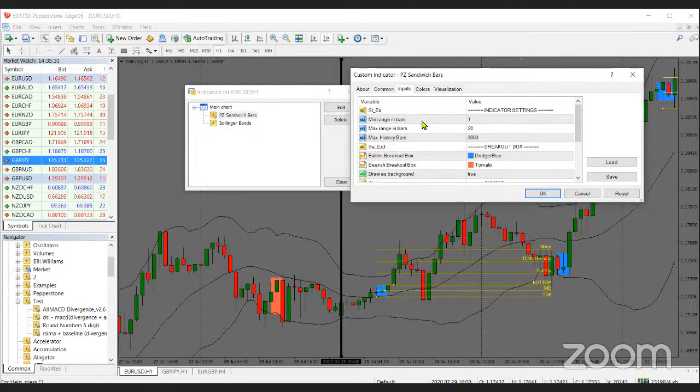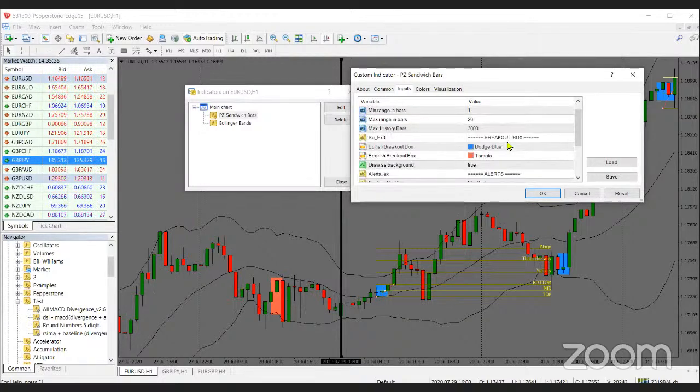So the minimum range, I've changed it to 1. The default will be 3. I've changed it to 1. All the others are the same. So bullish breakout box will be blue. Bearish breakout box will be tomato color or red color, whichever you need.